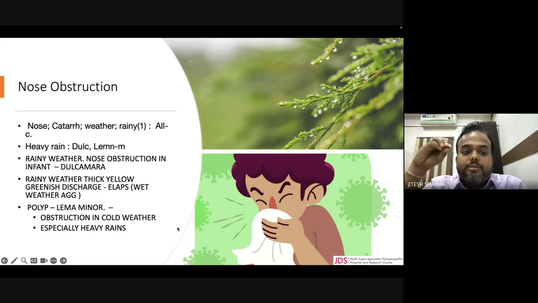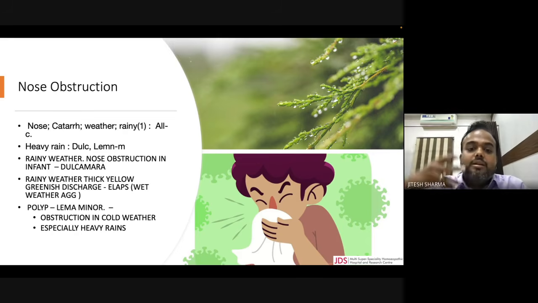And the polyps. I want to speak about Lemna minor, a wonderful remedy for polyps, which especially in heavy rains get aggravated, and they continuously come to you and complain that they have obstruction in cold weather.